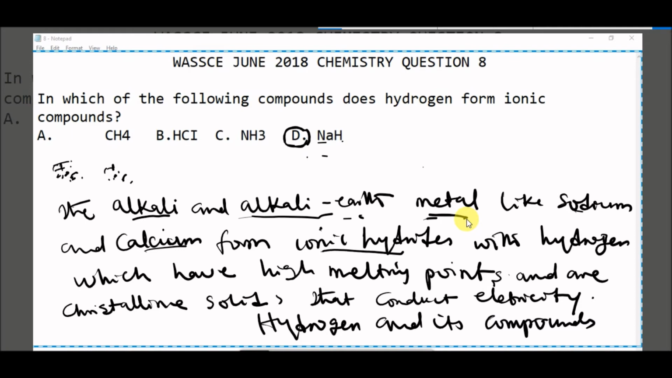So this is the ionic hydride, or ionic compound as it is asked in the question. You can see ionic compound. So actually it forms ionic hydrides. You can see this is the ionic hydride, whenever this alkali metal or alkali earth metal reacts with hydrogen. So these ionic compounds have high melting points, and they also conduct electricity. So that is the answer to this problem.